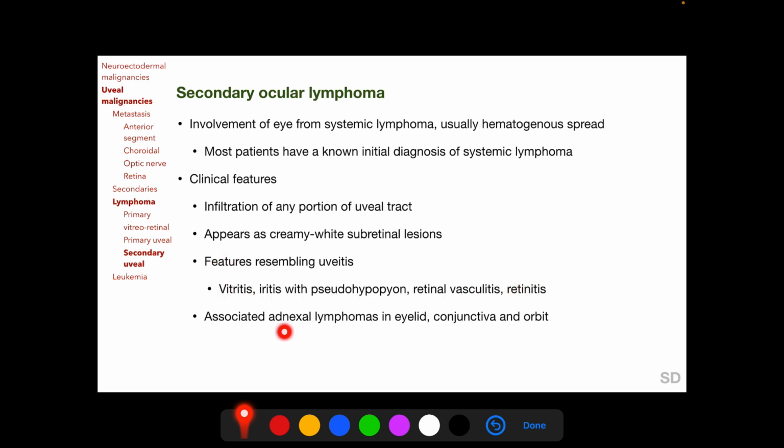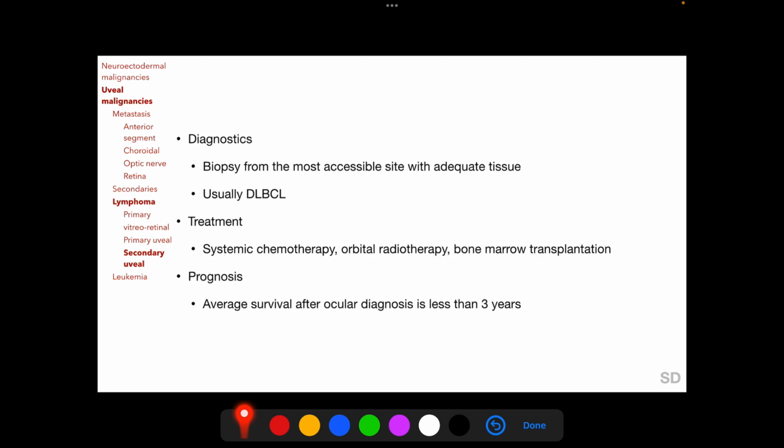Associated adnexal lymphoma in eyelids, conjunctiva and orbit can also be present. For diagnosis, biopsy from the most accessible site with adequate tissue is preferred, and usually biopsy shows high-grade diffuse large B-cell lymphoma. Treatment of secondary ocular lymphoma involves systemic chemotherapy, orbital radiotherapy and/or bone marrow transplantation, and prognosis of secondary involvement of the eye from systemic lymphoma is poor, with average survival after ocular diagnosis being less than 3 years.